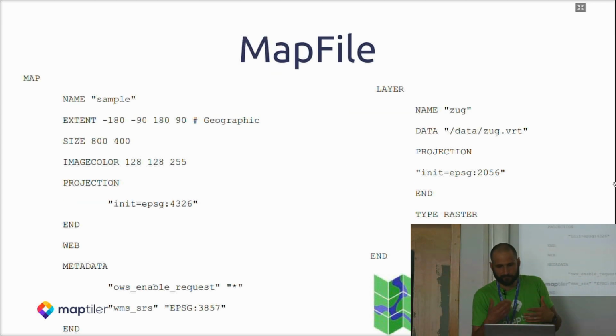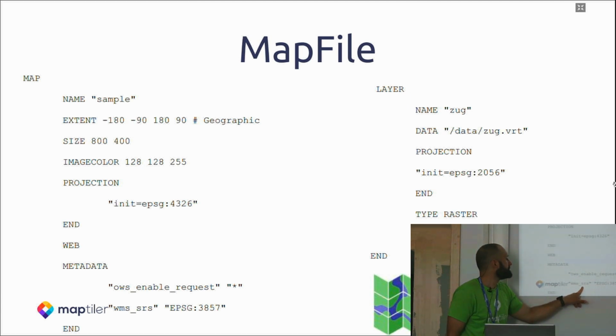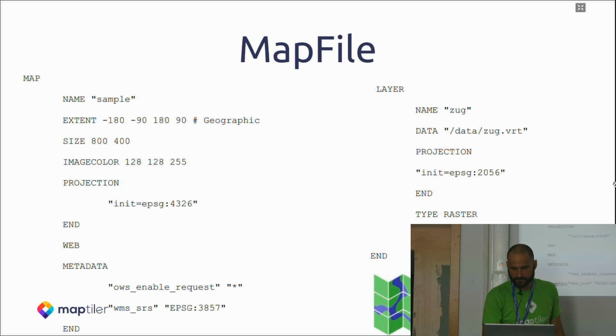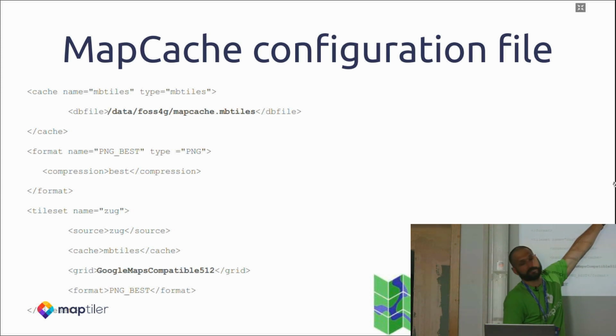This is a sample of the map file, how it looks. It starts here and continues here, and here you can see the input layer described, and that it's supporting, for example, WMS requests in Mercator schema and so on. This is only a part of it. And then I have the map cache configuration file, where I defined the proper tiling schema using 512 pixels big files, for example, and output was MBTiles.